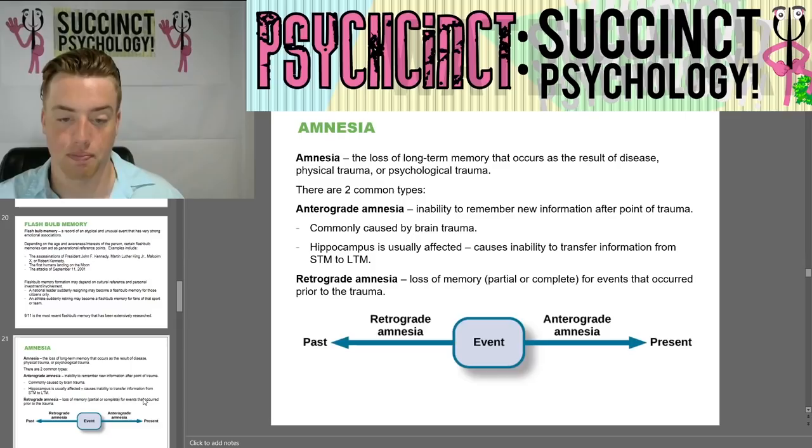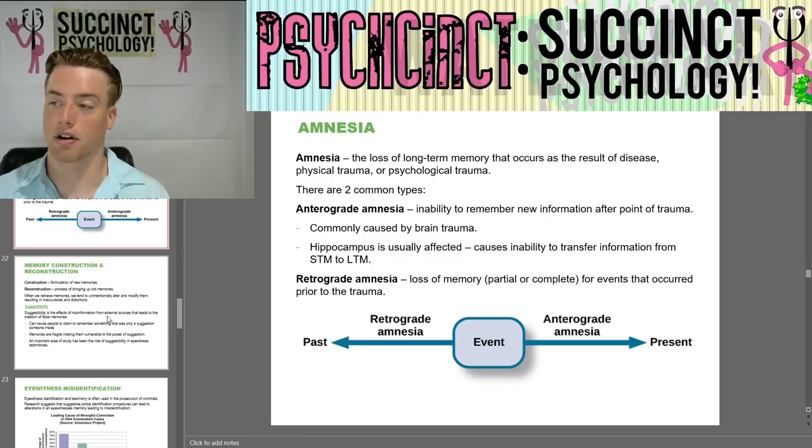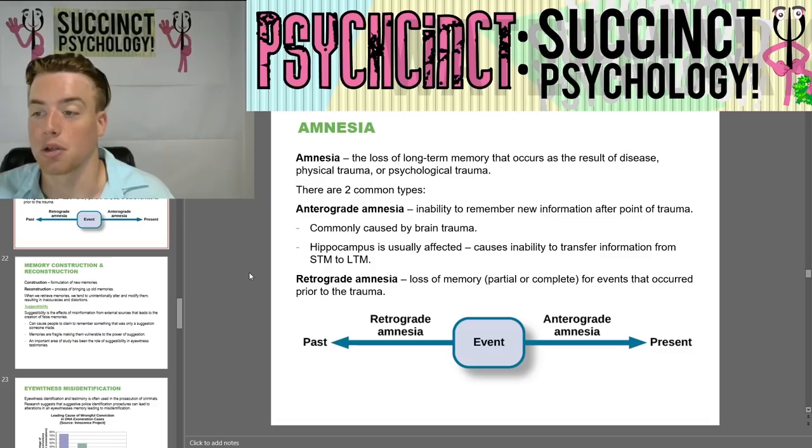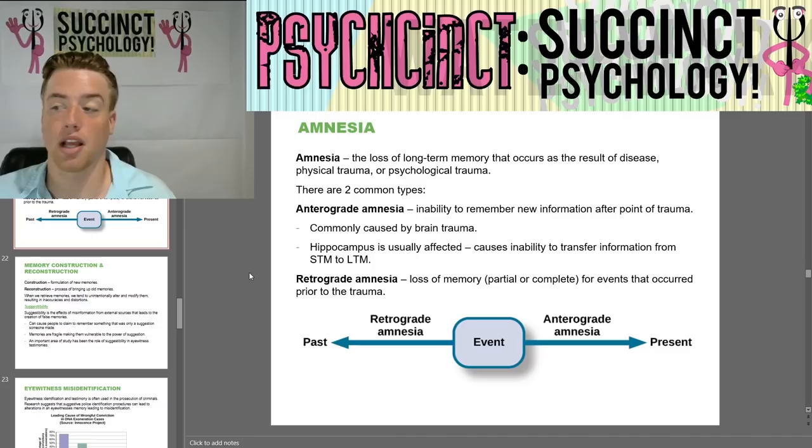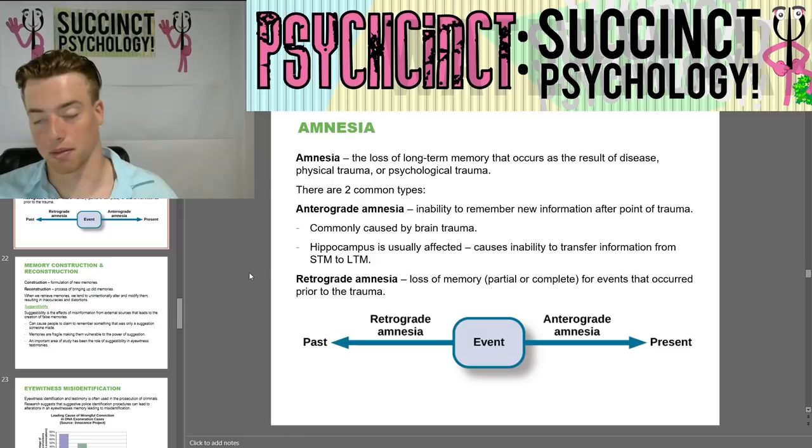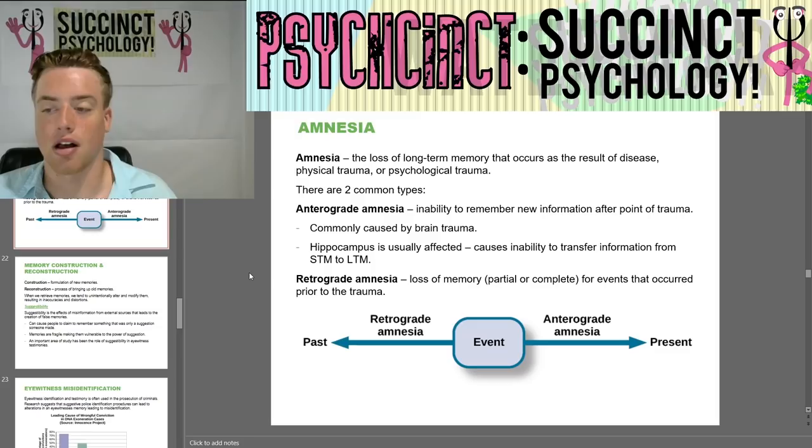Next, we have amnesia, which is the loss of long-term memory that occurs as the result of disease, physical trauma, or psychological trauma. There are two common types. Anterograde amnesia, which is the inability to remember new information after a point of trauma, is commonly caused by brain trauma, and the hippocampus is usually affected, which causes inability to transfer information from the short-term memory to long-term memory. Now, retrograde amnesia is a loss of memory, partial or complete, for events that occurred prior to the trauma. So, anterograde after, retrograde prior.